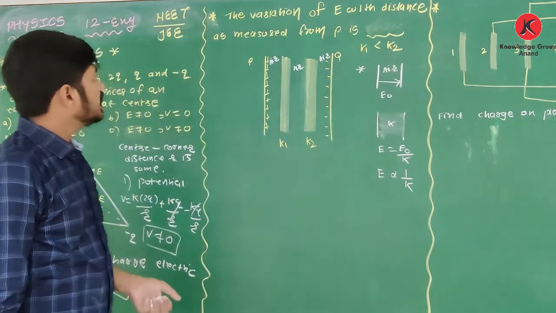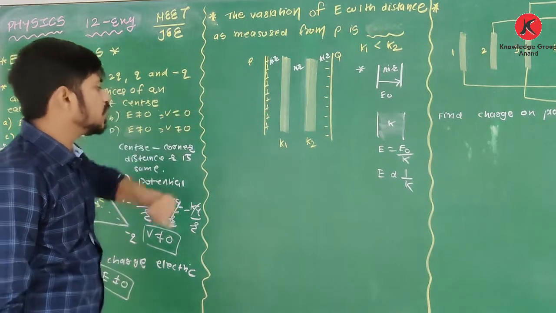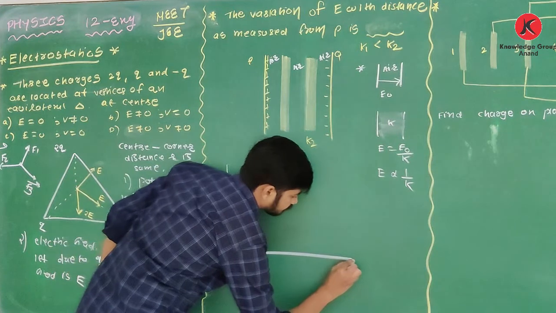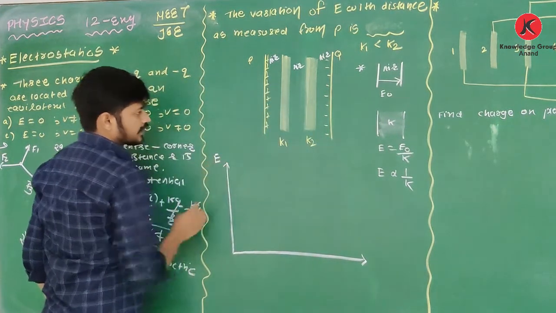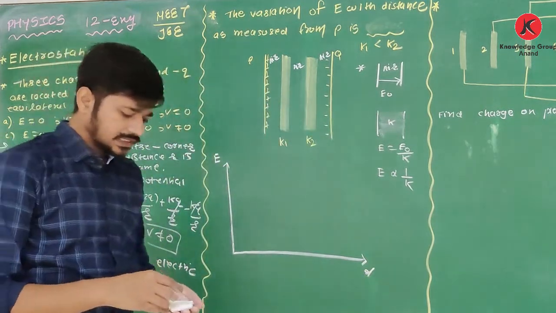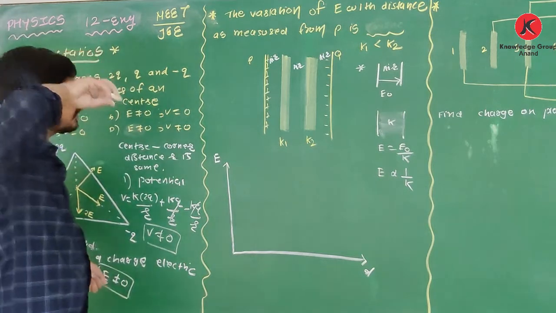Okay. So see here, the variation of electric field with distance as measured from P, you have to find that. First of all, let it be electric field versus distance T.